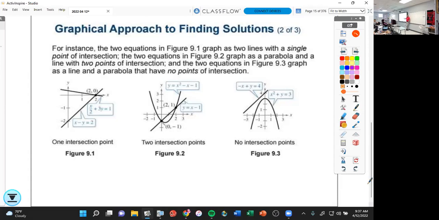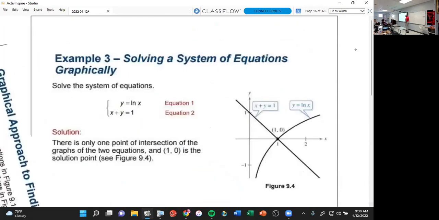As long as you type the equations in correctly, you can save a lot of time by saying, oh, these things don't touch. You might have to zoom out sometimes. You might have to zoom in sometimes. Y'all comfortable zooming in and out on the calculator? Okay.